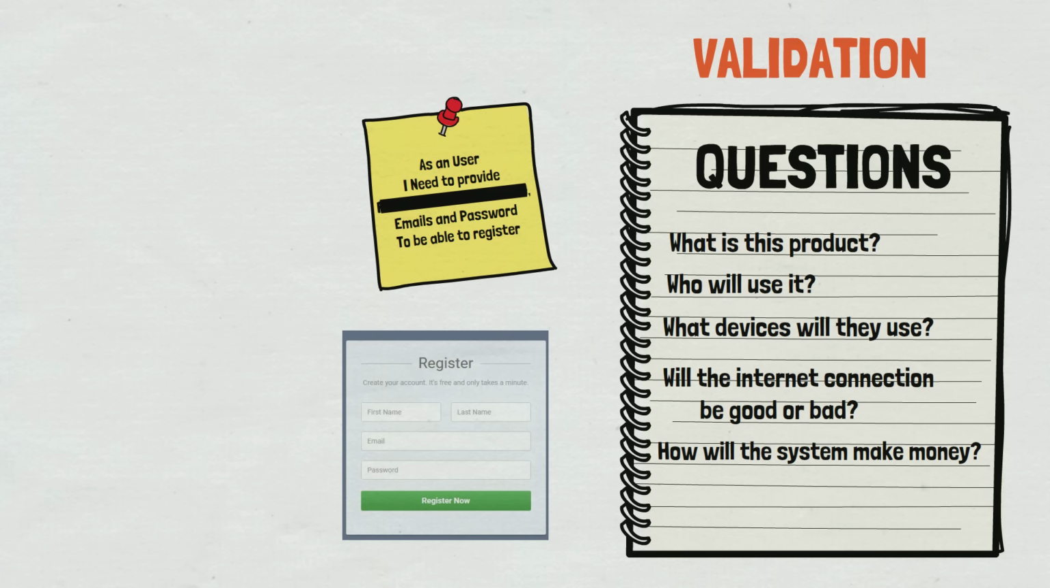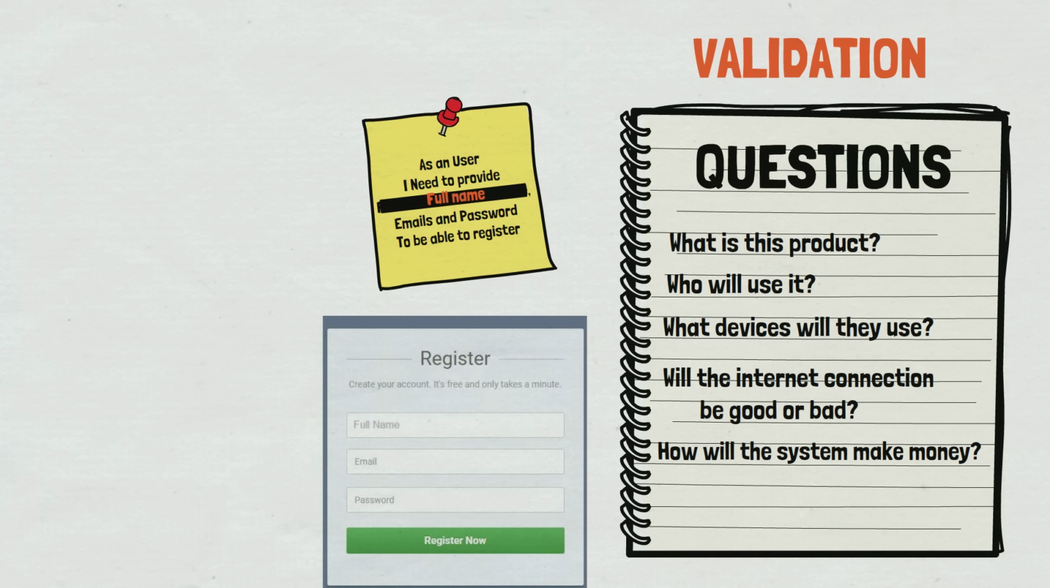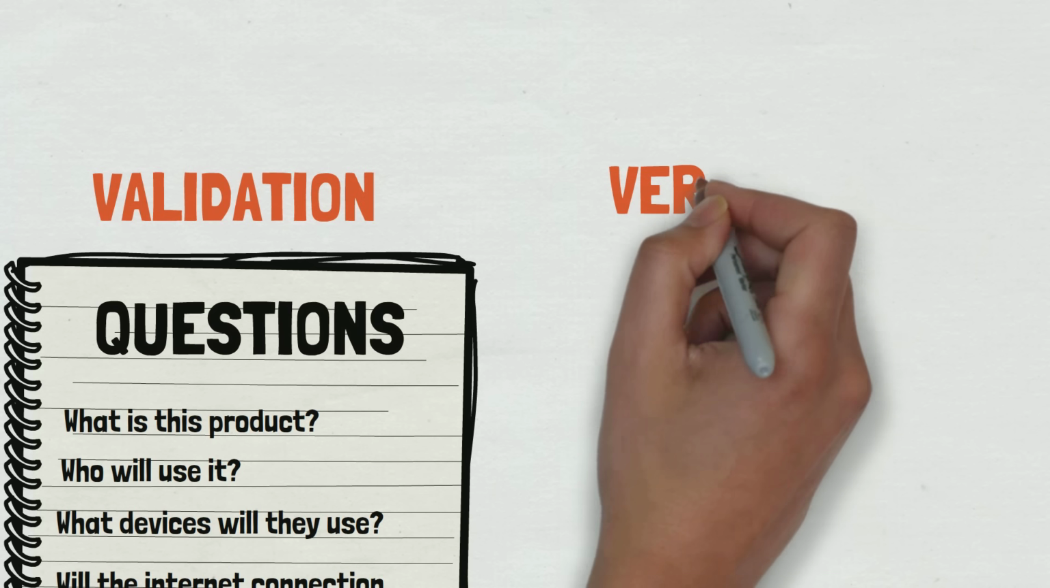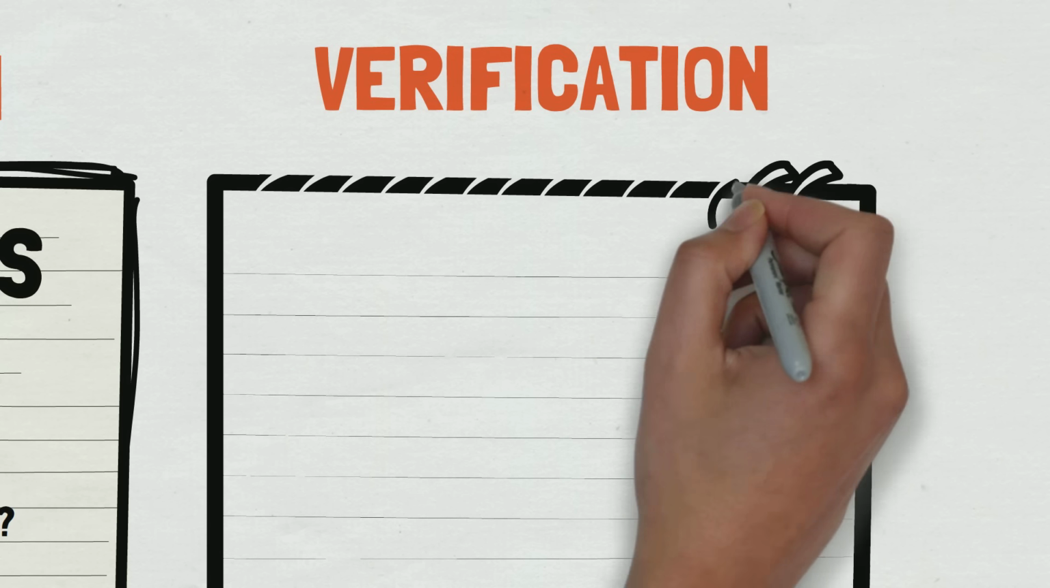As a result of our conversation, the requirements change. Instead of 2 fields for the name, we will have 1. Accordingly, the registration form created by the developers is changed as well. Now it's time for the verification process. As you can see, verification and validation are complementary processes.